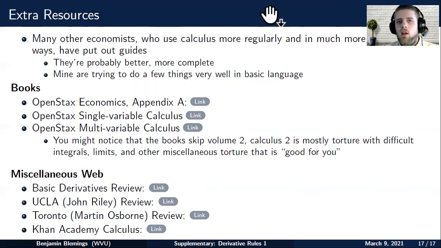All right, so thank you for hanging with me through derivative rules 1. And the next set of slides, we'll do derivative rules 2 and start talking about partial derivatives. Thank you.